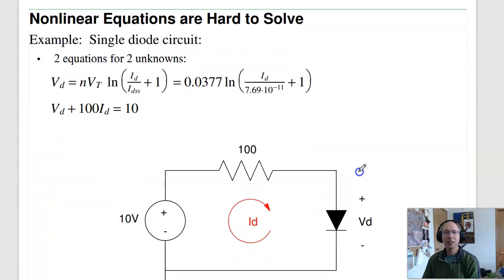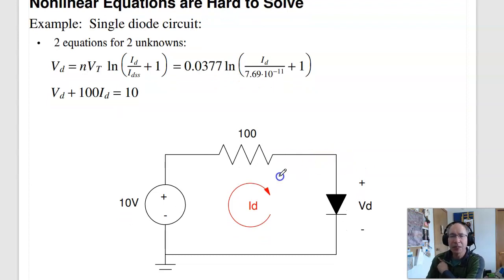In addition, nonlinear equations are hard to solve. So for example, if I have this circuit, this is about as simple as you can get. If I were to write the equations for the circuit, I'll have 2 equations, 2 unknowns. My two unknowns are the current and the voltage. Well, I've got the diode equation. Given the voltage, I can find the current. It's nonlinear.